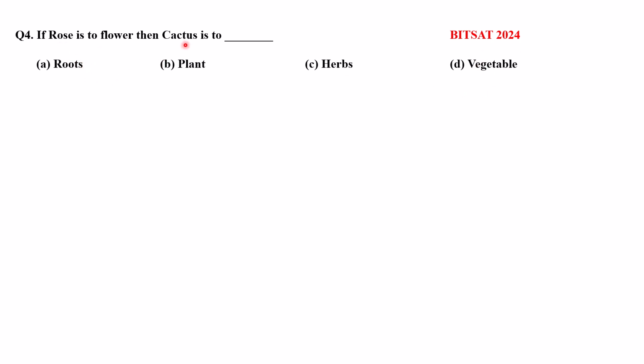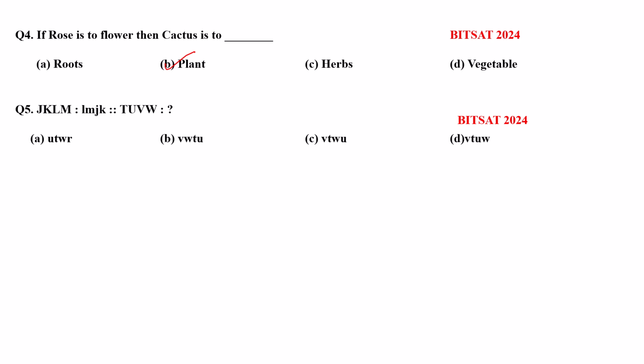If rose is to flower, then a cactus is to. See, rose is a flower, then cactus is not roots; plant it can be, then herbs and vegetables. Herbs and vegetables it is not, so cactus is a plant. So B is the correct option. Now next question number 5. JKLM is coded as this, TUVW will be coded as what, that you have to find. And this question also came in BITSAT 2024.